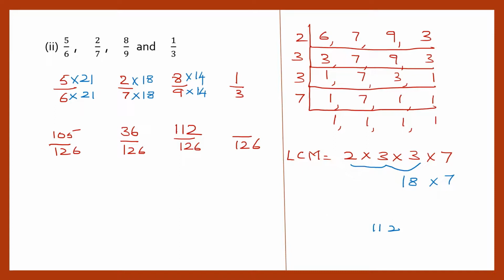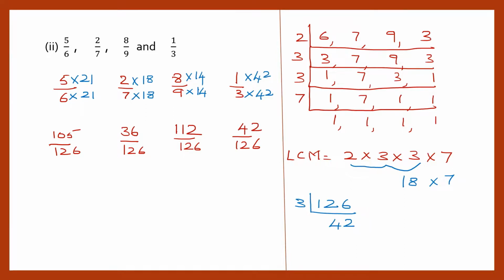Let's move on to the fourth one. So I have 3 into what will give me 126. Let's divide 126 by 3. 3 fours are 12, 3 twos are 6. So 3 into 42. So 1 into 42 is 42.